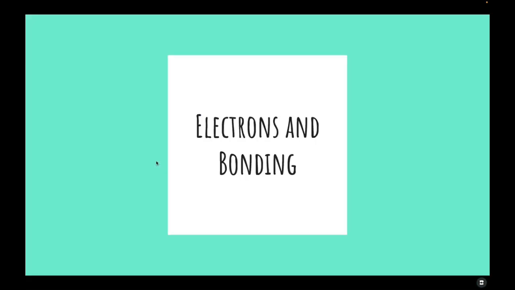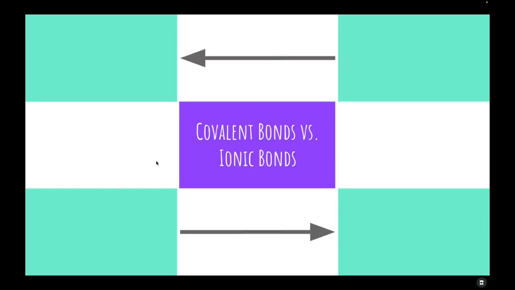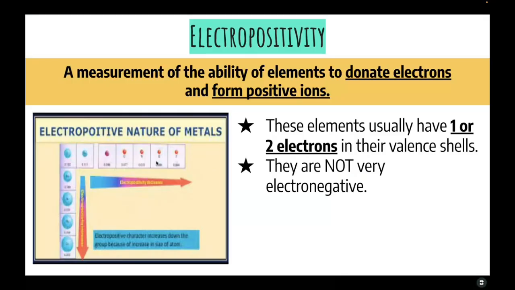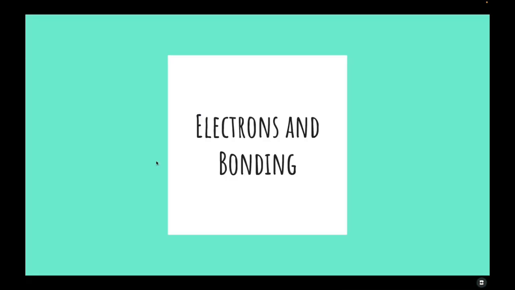All right, let's get into electrons and bonding. So this sets us up for understanding chemical bonding and how atoms connect to form molecules. And so the electronegativity differences between atoms determine what type of bonds they'll form and how electrons will be shared or transferred, right? We said that they can either donate electrons or attract electrons.